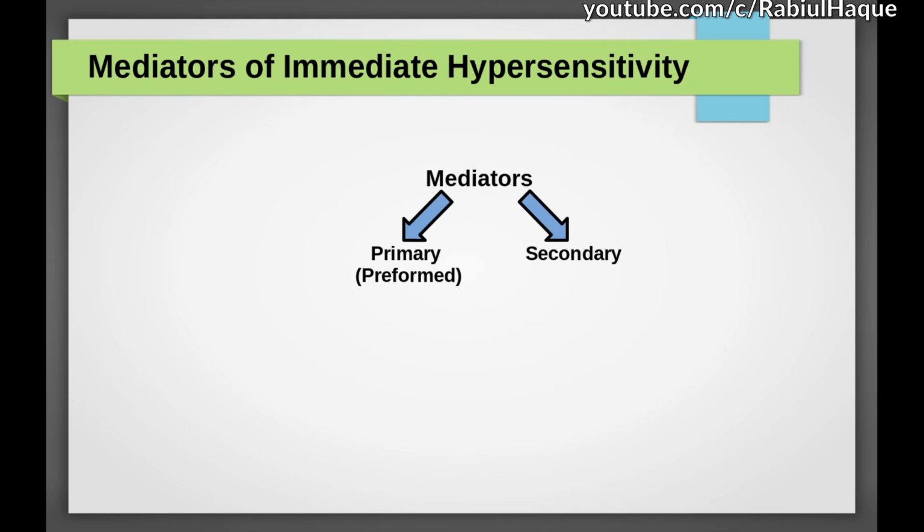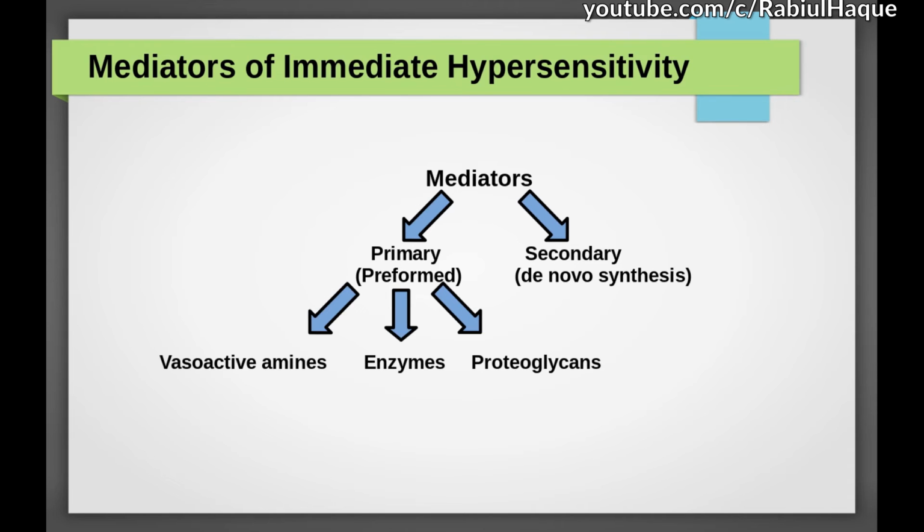On the other hand, secondary mediators are not preformed. They are newly synthesized after the mast cell got activated. That's why in your textbook you will see a term called de novo synthesis and release of secondary mediators. Always remember, de novo means starting from the beginning. So what are the preformed mediators? They are divided into three categories and they will include vasoactive amines, certain enzymes, and proteoglycans.